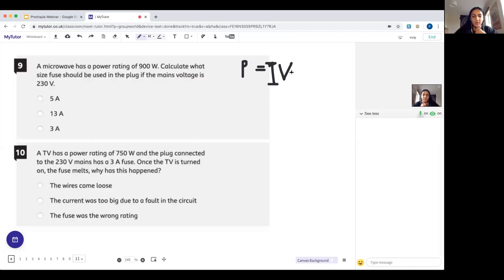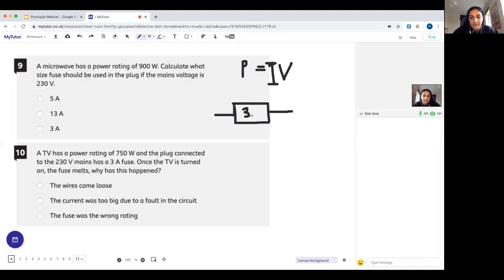Okay, so a few of you have had a go, which is really great. Just a hint if you haven't managed to quite do it yet. A fuse always has a rating, okay? Now the rating on the fuse is going to be a value of current. So if this is our fuse, the rating of the fuse might be 3 amps, okay?